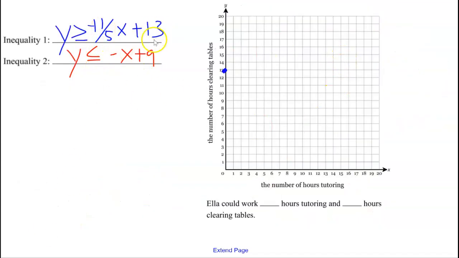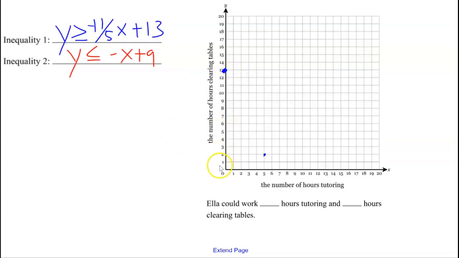We're going to start with the 13. Apply the 13 here already. I got negative 11 and 5. This one's in single digits, so I'm going down 11 and over 5. Down 11 and over 5. It's an equal to, so I use a solid line. It's greater than, so I shade above.